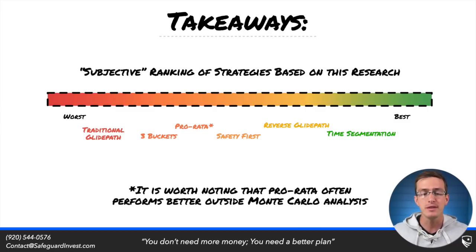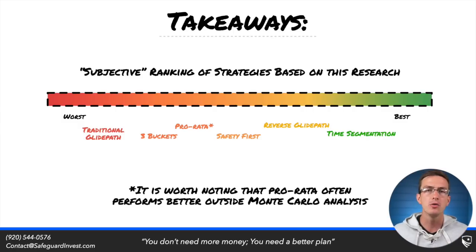Surprising to many may be the strength of the safety first approach. Many will look at income annuities as an expensive way to gain certainty in retirement. But we can see that depending on what you are doing with the remaining portfolio in the safety first approach, growth can be quite competitive to the other strategies.